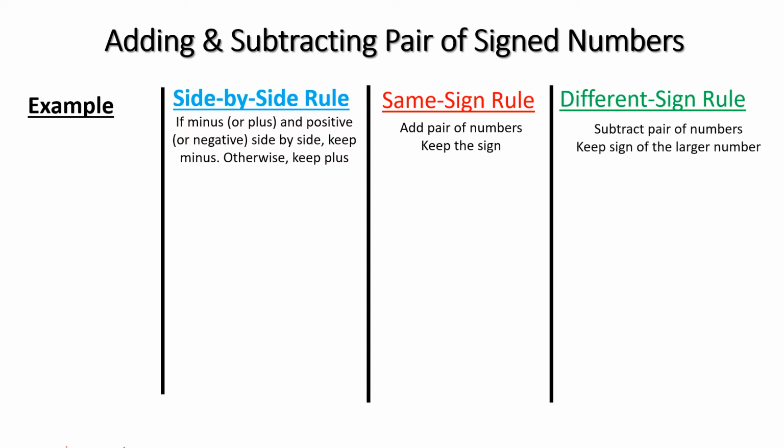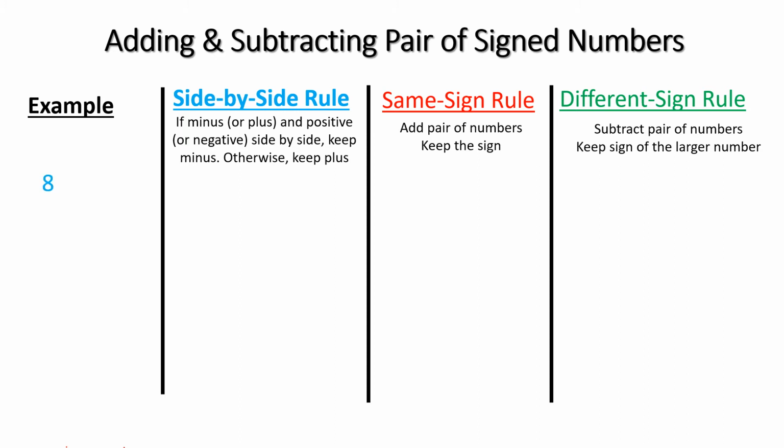Different sign rule. If you are adding a pair of numbers and you discover that the signs of this pair of numbers are different, all you need to do is subtract the two numbers, and then keep the sign of the larger number. All right, let's take an example here.